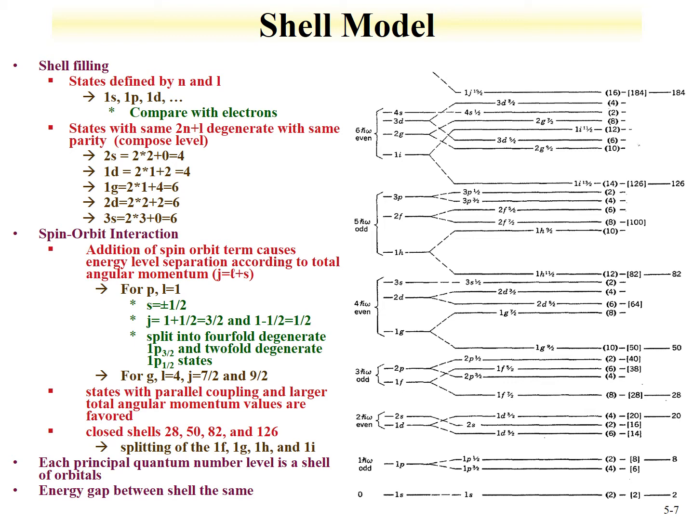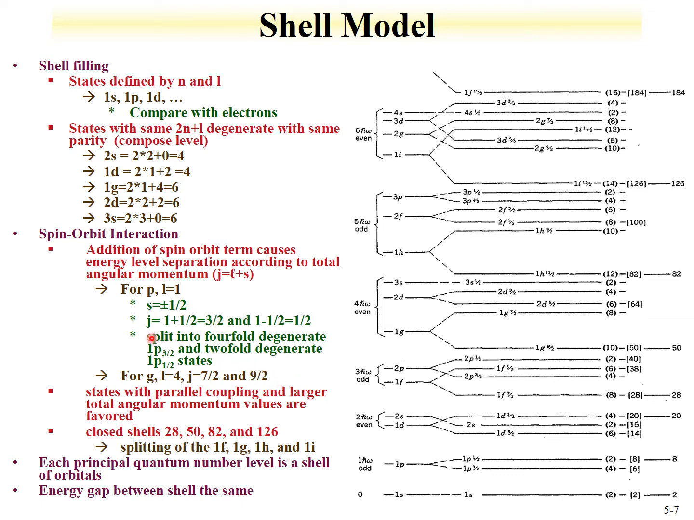As an example for this, we could take the P states, where L is equal to 1. The spin is either plus 1/2 or minus 1/2. So the splitting of the P states will either be a 3/2 or a 1/2 state.